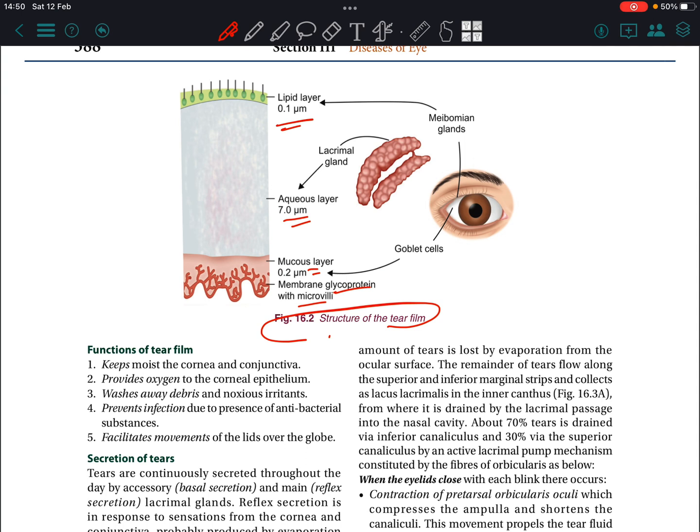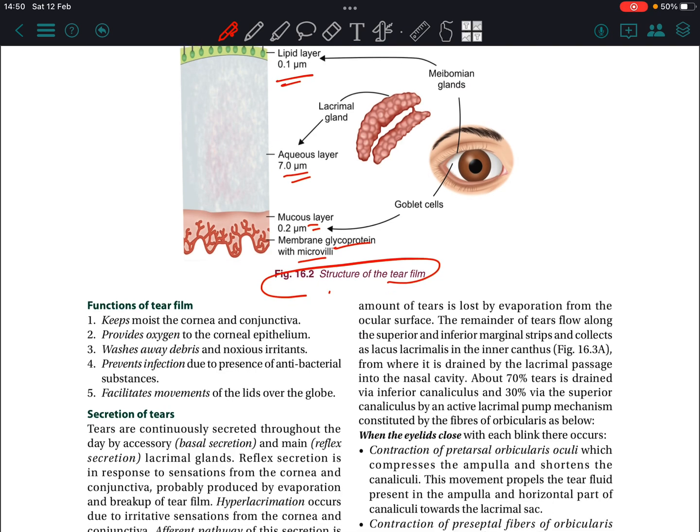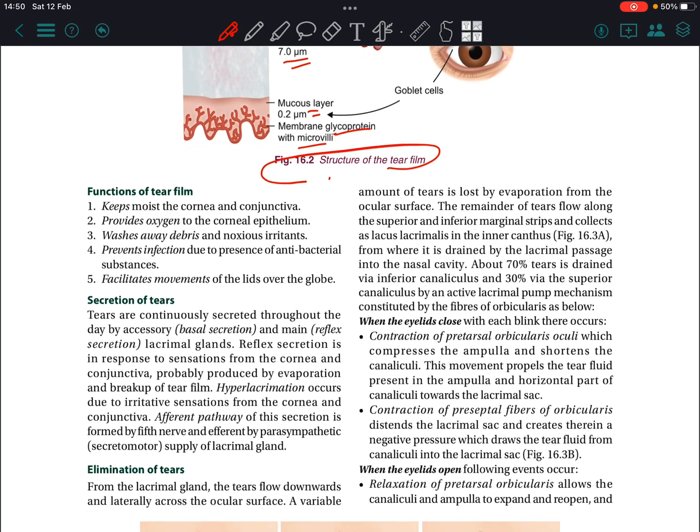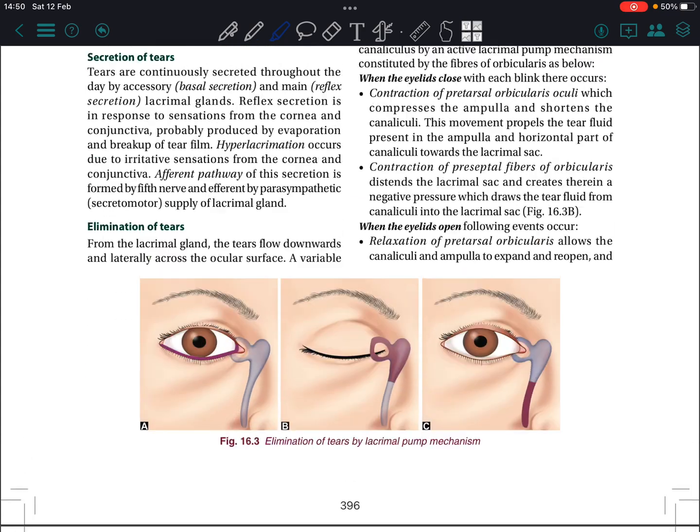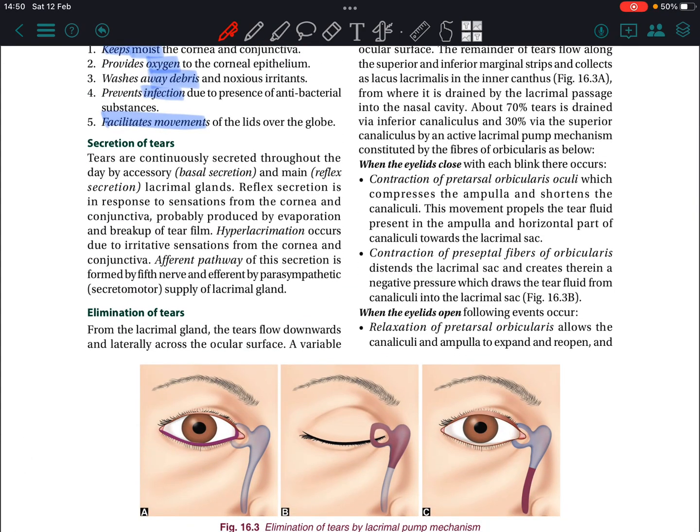Lipid layer corresponds to the meibomian gland, the lacrimal gland corresponds to the aqueous layer, and goblet cells secrete the mucous layer. Function of tears: keeps the eye moist, provides oxygen, washes away debris, prevents infection, and facilitates movement. Secretion of tears: there are two types of tears, basal tears and reflex tears. Basal secretion and reflex secretion are known as basal tears and reflex tears.